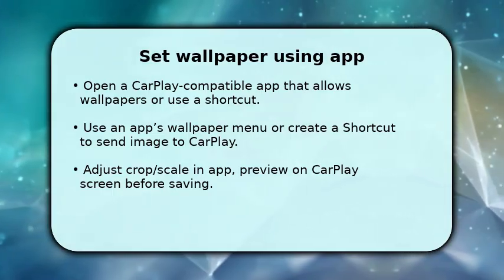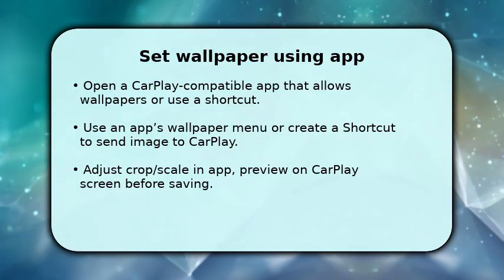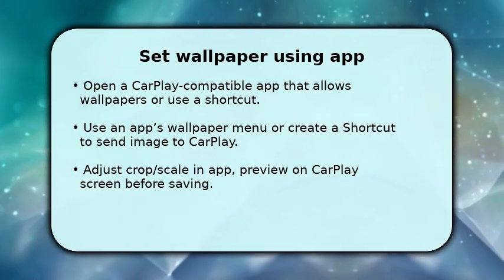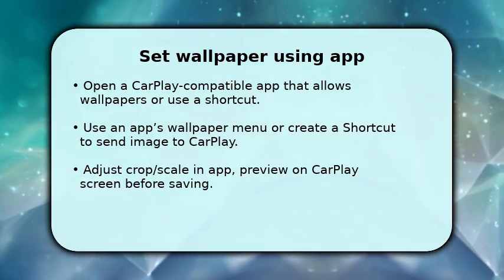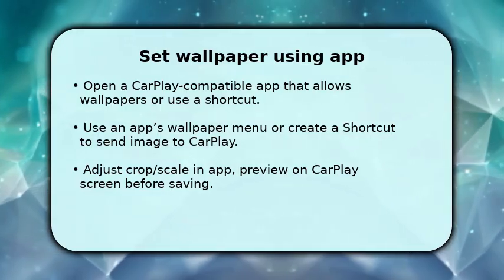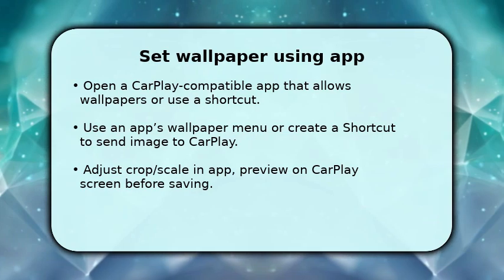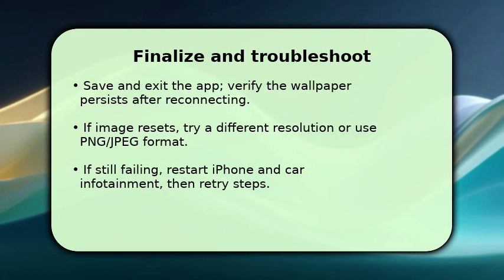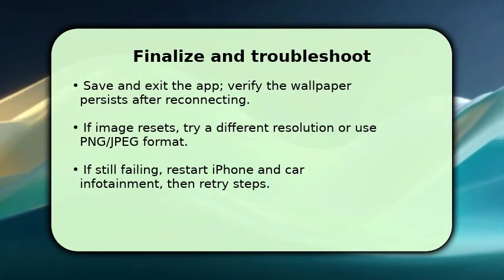If using shortcuts, run the shortcut while CarPlay is active to push the image. Make sure you preview on the car display, because CarPlay applies the image differently than your phone. Finally, save the selection and exit the app, then check that the wallpaper remains after disconnecting and reconnecting CarPlay.